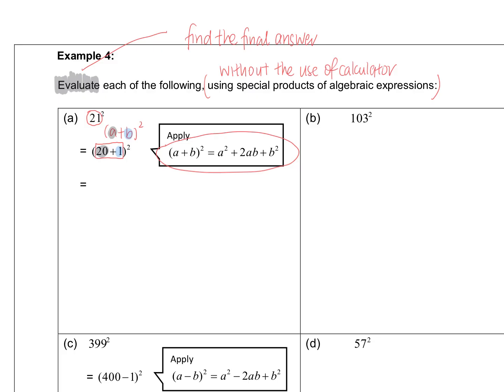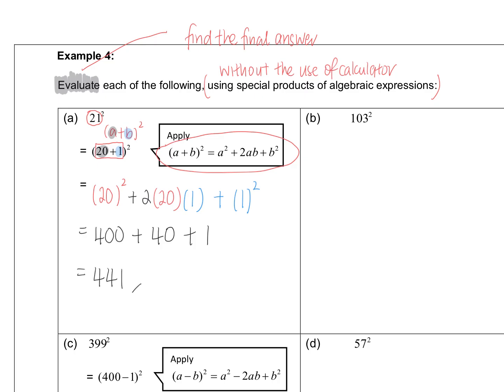Okay, so this one will be a square plus 2ab, my b is 1, plus b square. So I'm using the formula in the square bracket that you see there. So this expansion tells me my answer is 441.